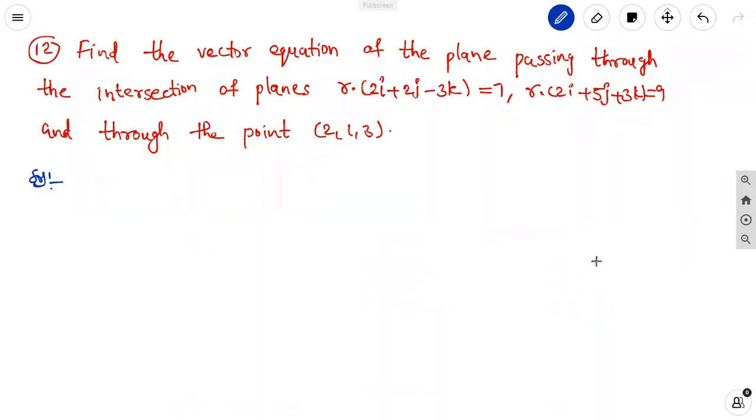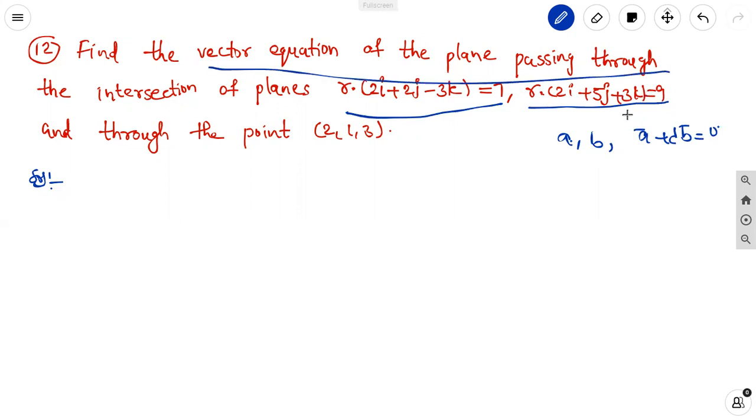12th problem: find the vector equation of the plane passing through the intersection of planes r dot (2i plus 2j minus 3k) equal to 7 and another plane r dot (2i plus 5j plus 3k) equal to 9, and through the point. Intersection means if a vector and b vector are the two vectors, the vector equation of the plane passing through these two planes we can take as a vector plus lambda b vector equal to 0. From that relation, we can find the vector equation of the plane passing through the intersection of the planes.